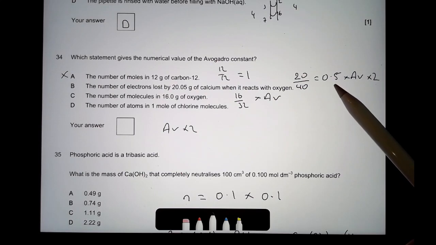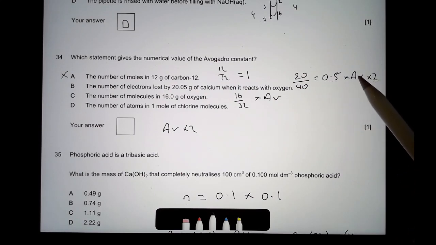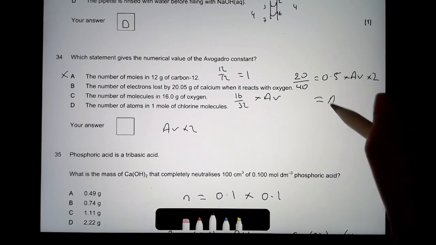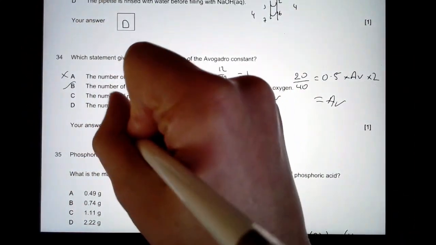Then I need to work out how many actual calciums I have. So I do 0.5 times Avogadro's constant. Now I know how many actual calcium atoms I have. And each calcium will lose 2 electrons, so I multiply by 2. Okay? And if you work out that sum, you should be able to see it here. The 2 by the 0.5 is 1, and 1 times Avogadro's constant equals Avogadro's constant. So I'm thinking here my answer is definitely B, but I'm going to want to confirm.